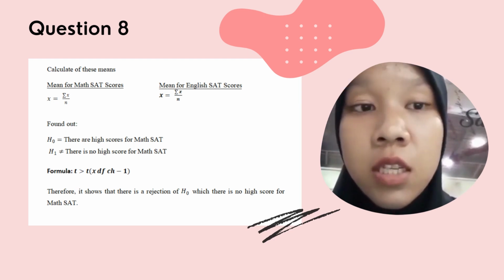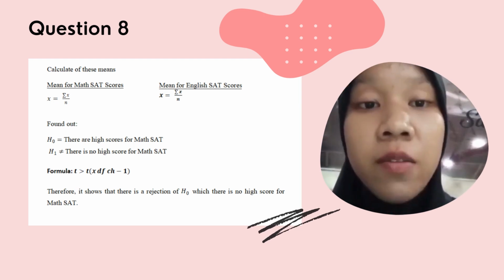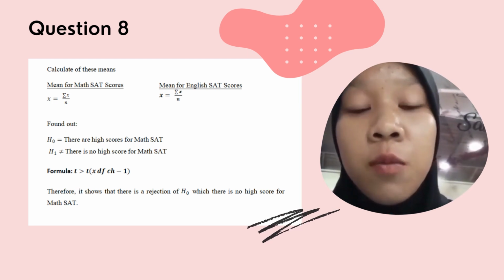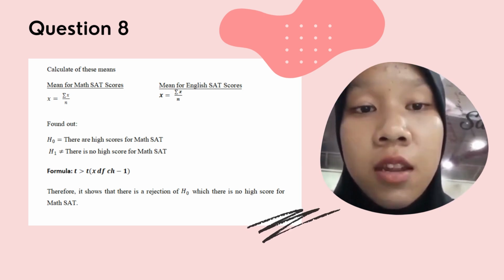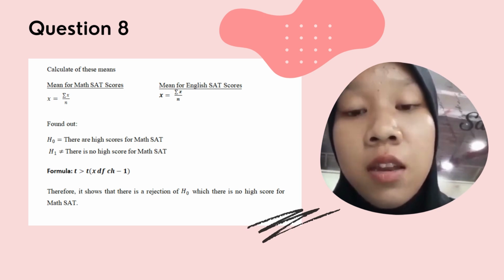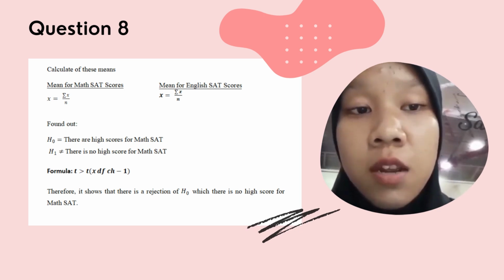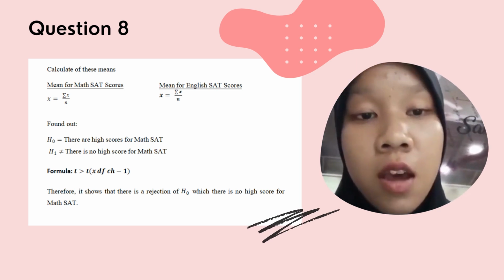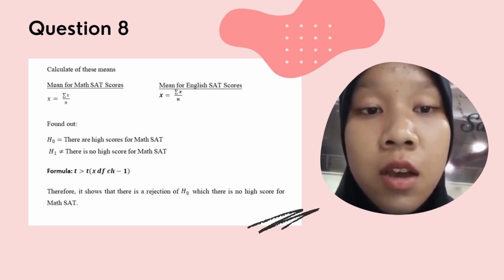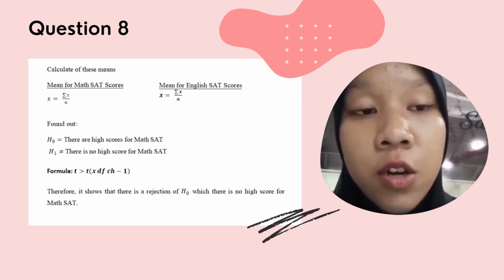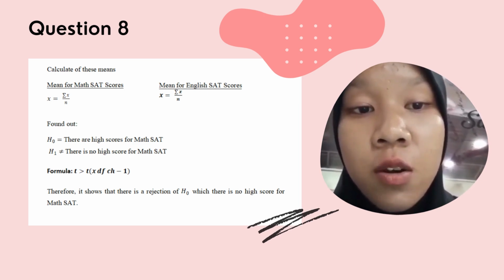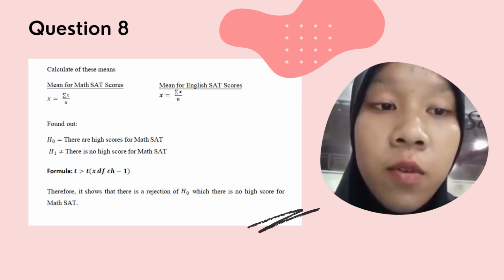The proportional is 0.05, and then put in the formula given. The formula is t test greater than t test bracket alpha, df equals n minus 1, and then calculate it. After that, for the last step you will answer like this: therefore, it shows that there is a rejection of H0, which means there is no high for math SAT.